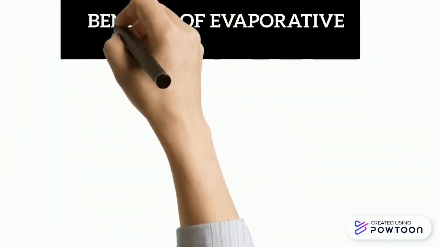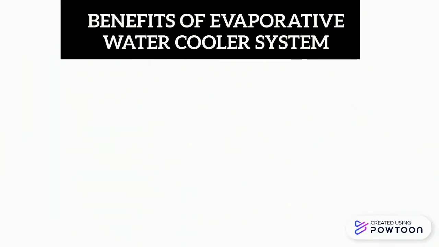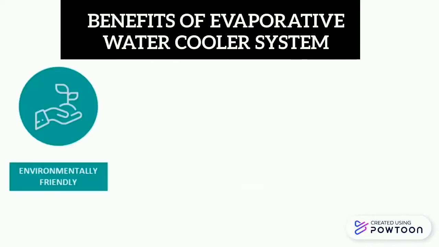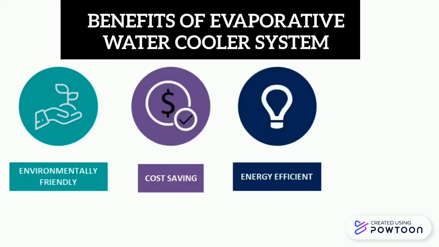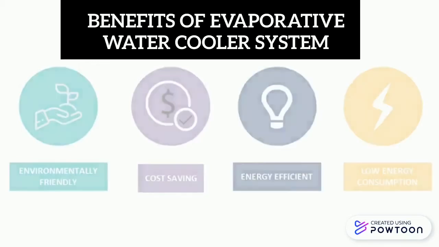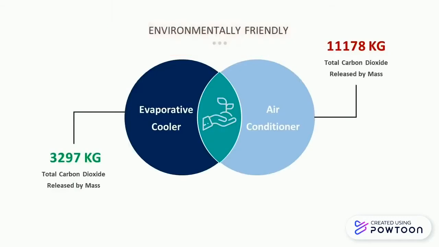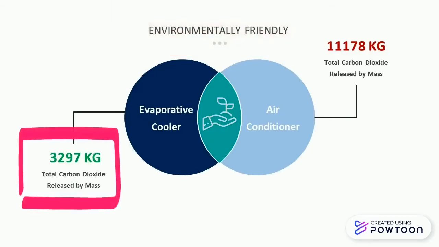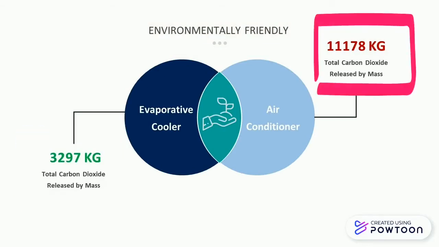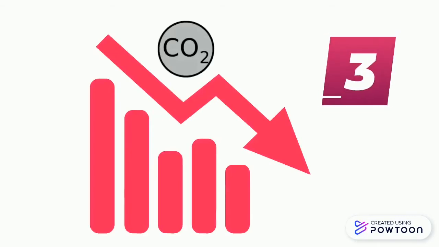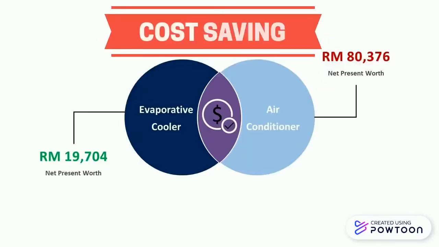The evaporative cooling system has been seen as the most sustainable alternative to replace the traditional air conditioning system, as it has much more benefits such as being environmentally friendly, cost-saving, energy efficient and low energy consumption. Environmentally friendly: the total carbon dioxide released by the evaporative cooler in a year is 3,297 kilograms compared to the air conditioner, which releases 11,178 kilograms. This analysis indicates that the implementation of the evaporative cooler can reduce the release of carbon dioxide gas by 3 times.